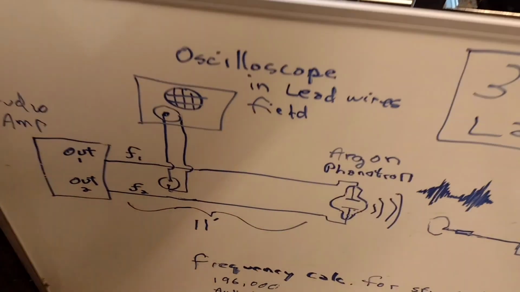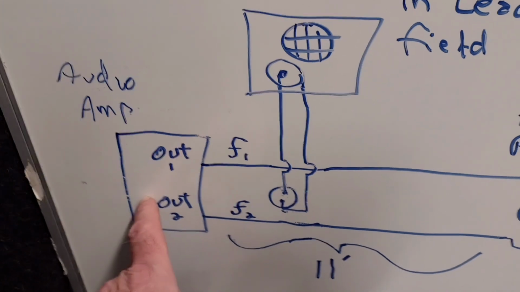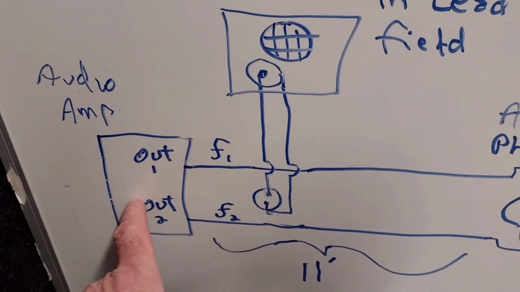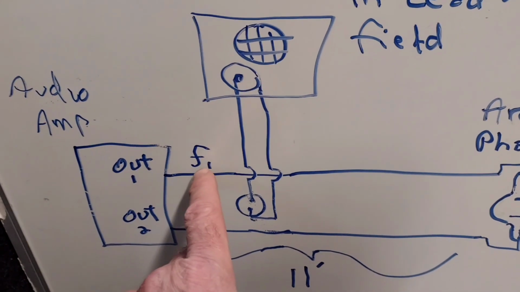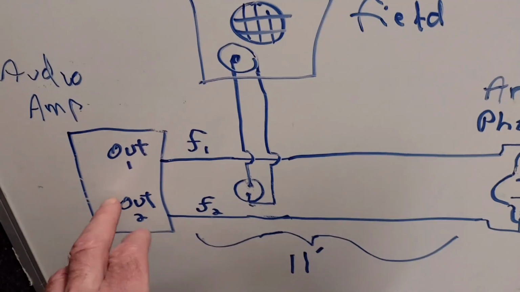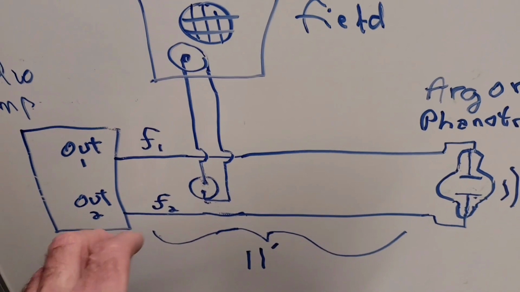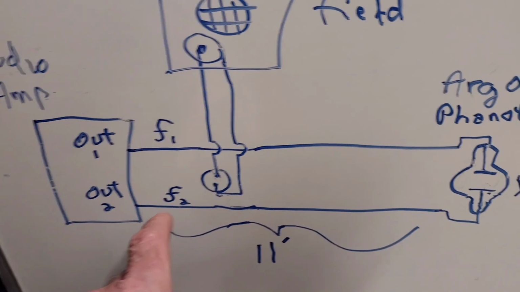This is what the diagram of the lab experiment looks like. We have an audio amplifier on this side. It's an incredibly highly powerful audio amplifier. It's going to output a frequency 1 and a frequency 2. This is a dual-sided amplifier. The frequency 1 is slightly offset from frequency 2.